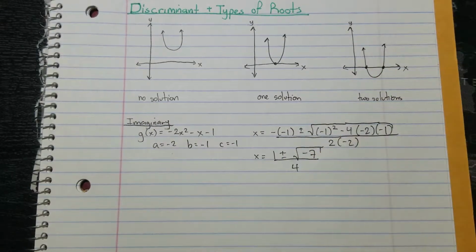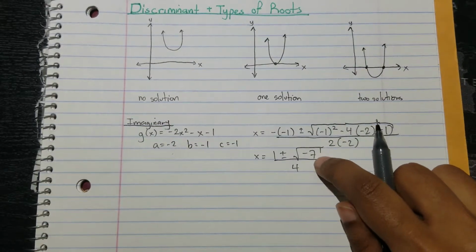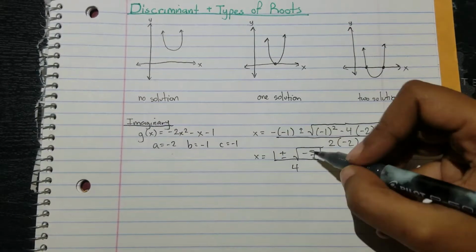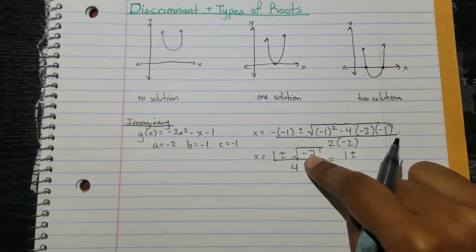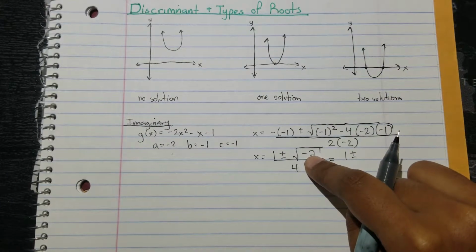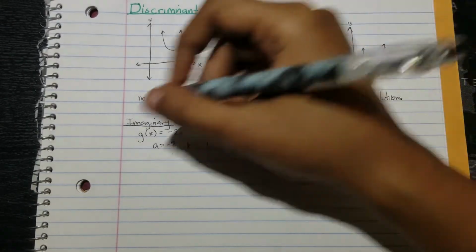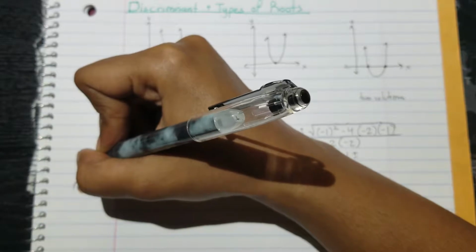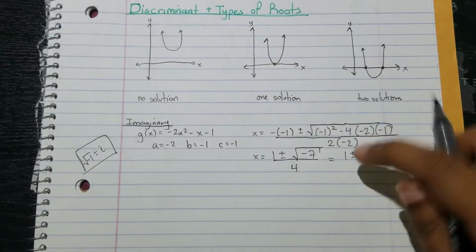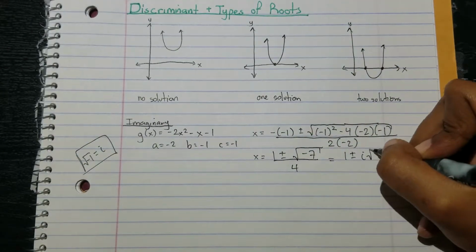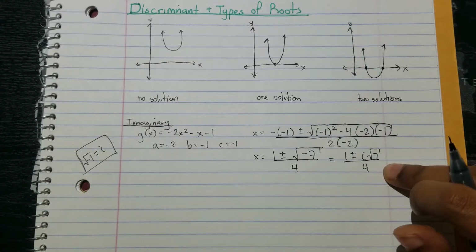We covered in the previous videos that when we have a negative underneath the radical, we're going to automatically get imaginary solutions. So we can simplify this into 1 plus or minus. We know that negative 7 is composed of negative 1 times 7. Let's write it over here. We know that the square root of negative 1 is equal to i by default. This is a fact. So we can break this up into i square root of 7 all over 4, which means our solutions are going to be imaginary.